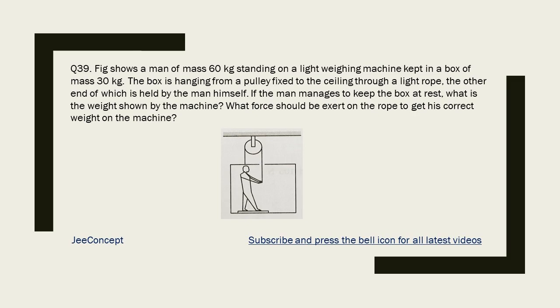The problem statement says, the figure shows a man of mass 60 kg standing on a light weighing machine kept in a box of mass 30 kg. The box is hanging from a pulley fixed to the ceiling through a light rope, the other end of which is held by the man himself. If the man manages to keep the box at rest, what is the weight shown by the machine? What force should he exert on the rope to get his correct weight on the machine?